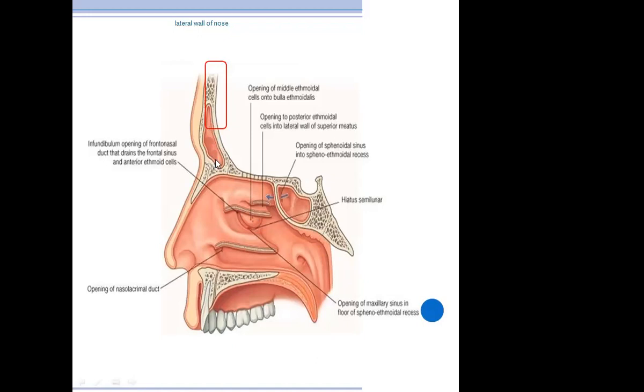This frontal sinus also opens into the infundibulum. So the frontal sinus, anterior ethmoidal air sinuses, maxillary air sinuses, and middle ethmoidal air sinuses open in the middle meatus. So we will have four openings in the middle meatus. What are they? Frontal air sinuses, anterior ethmoidal air sinuses, maxillary air sinuses, and middle ethmoidal air sinuses. So these are the openings in the middle meatus.